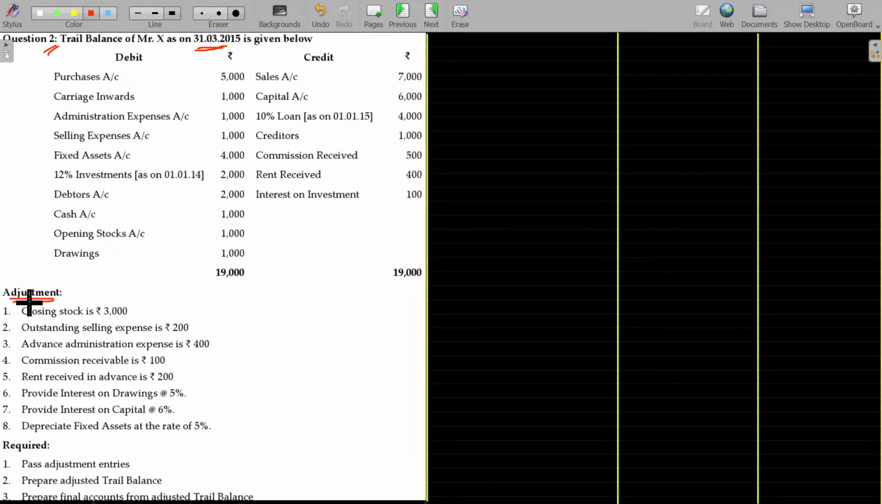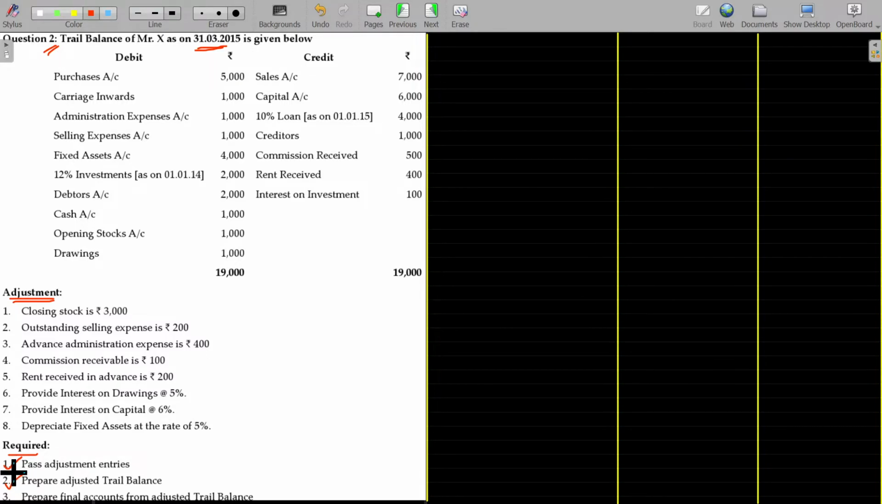Now, adjustment number 1, and what is the requirement here? Pass adjustment entries. Second, prepare adjusted trial balance. The adjusted trial balance is nothing but, after passing the adjustment entries, we have to incorporate those things in the concerned account and then prepare a fresh trial balance, which is the adjusted trial balance.